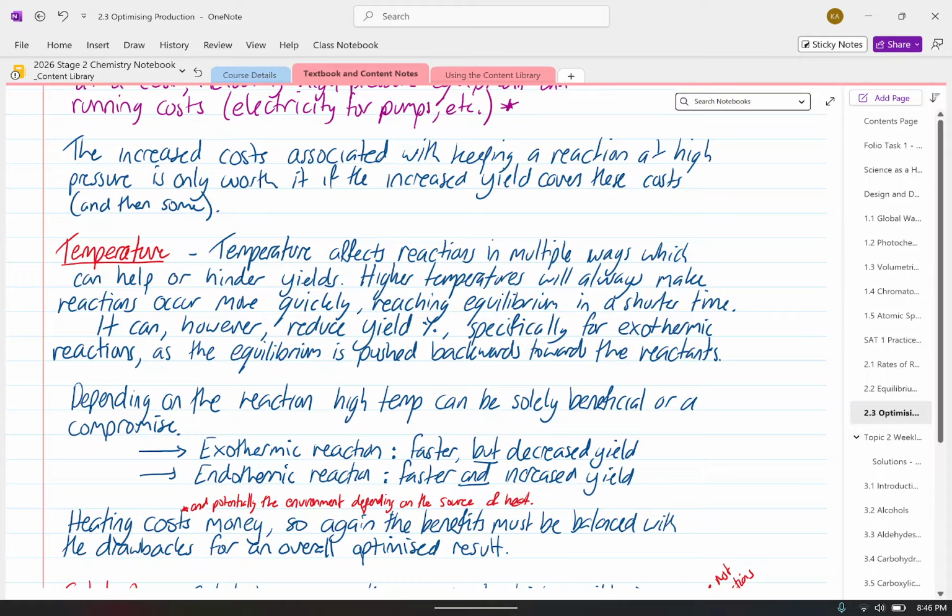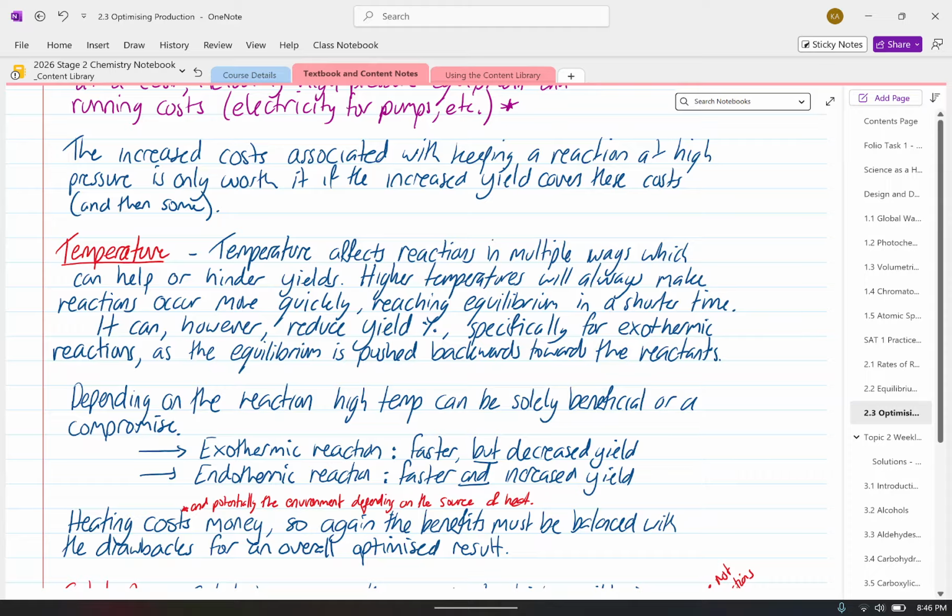And as they say, time is money. So if you can get your reaction done and dusted more quickly, then you could potentially be making more product per unit time, and it may end up being more profitable to do that.